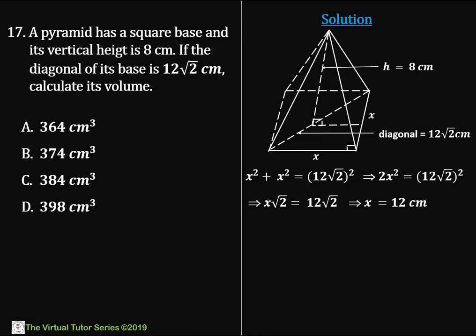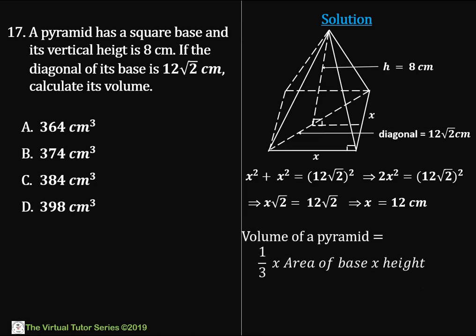The volume of a pyramid is given by the formula 1/3 times the area of the base times the height. We have the base to be a square with side 12 centimeters. Therefore, its area is 12 centimeters times 12 centimeters. We also know the height to be 8 centimeters. Hence, the volume of the pyramid is 1/3 times 12 centimeters times 12 centimeters times 8 centimeters. This results in 384 centimeters cubed, making option C the correct answer.